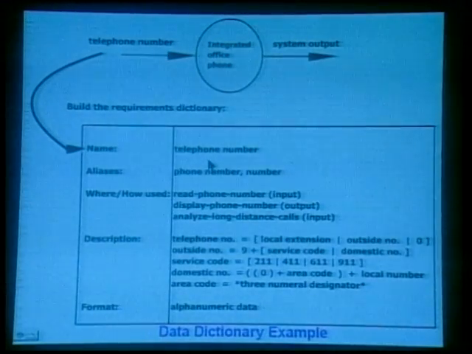Then we must provide a description of the telephone number. It says the telephone number comprises a local extension or an outside number or a zero. Then the outside number is defined as 9 plus the service code and the domestic number. Then the service code is written like that. These entries are optional; you have to select one of them from here. And the domestic number is made like that. For the area code, we have written a comment that it is a 3 numerical designator, and the format is that the number should be alphanumeric data. So you can see here that a lot of detail has been given about each and every data item or control item of your system.